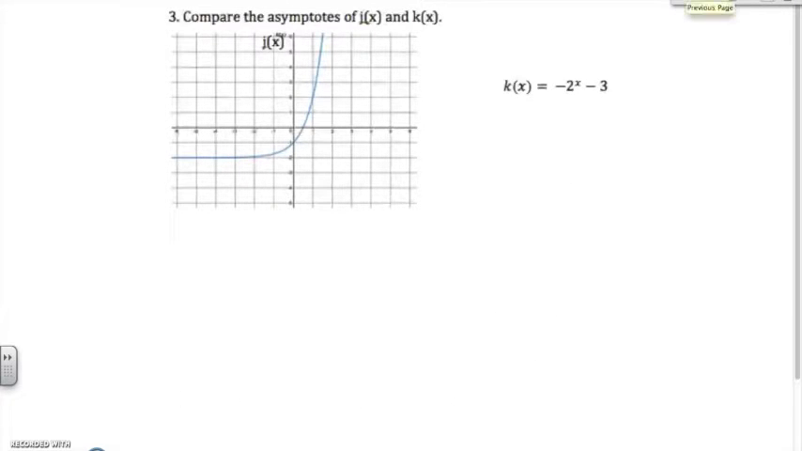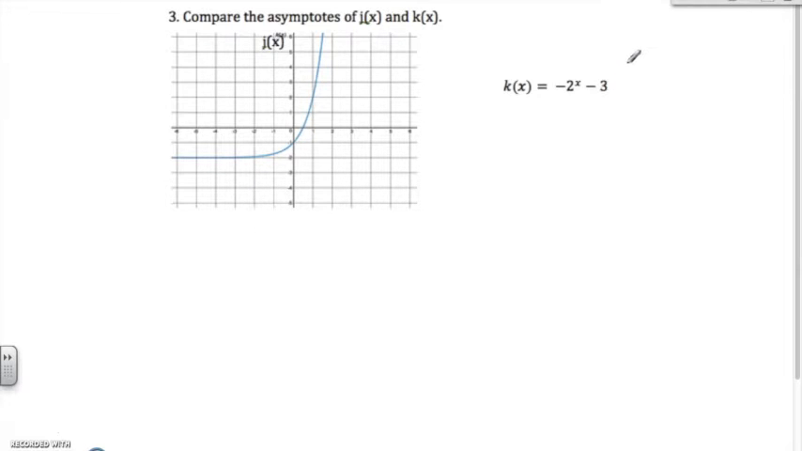We want to compare the asymptotes of j of x, which is our graph here, and k of x, which is our equation over here. And just want to remind you that our asymptote is the line that our graph is going to get very, very close to, and it's going to look like it's almost touching it, but it's never going to quite touch it, and it's never going to quite cross it. So that's pretty easy to find from the graph. It's pretty easy to eyeball and see.